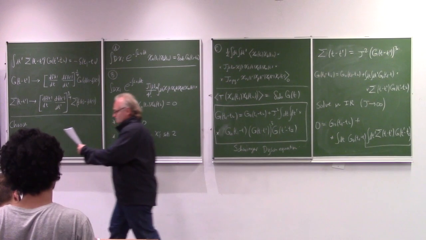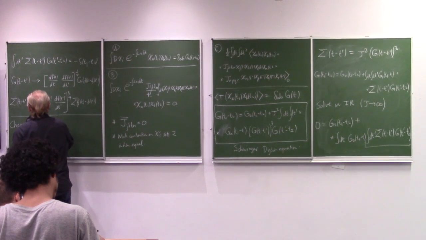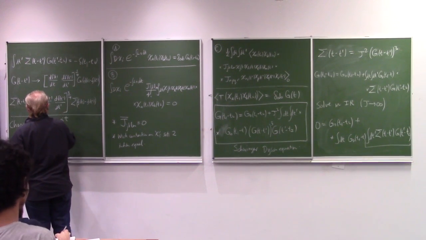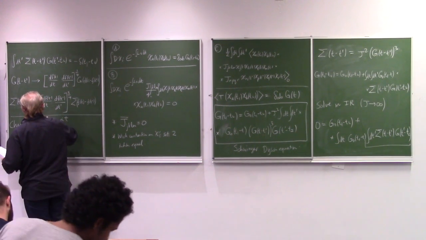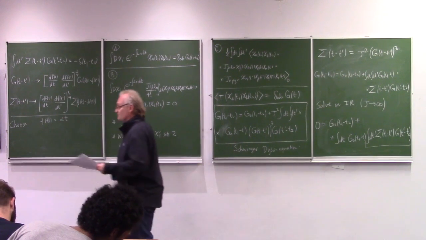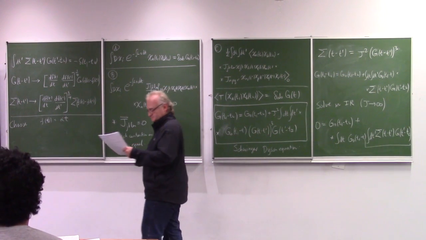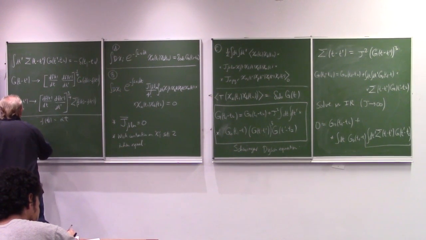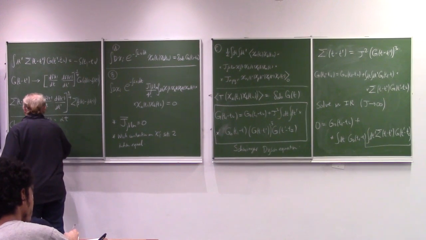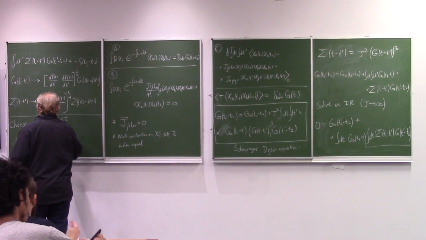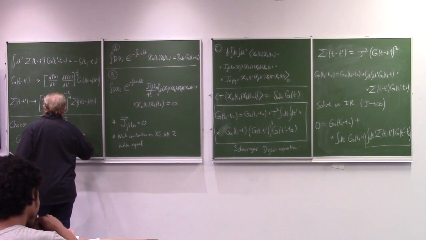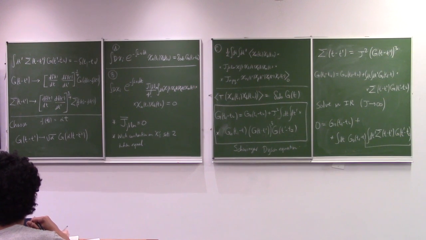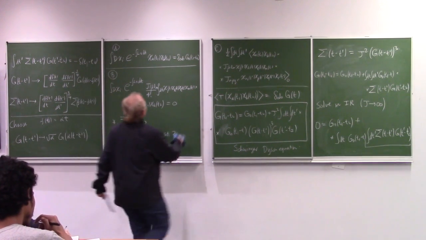Now, let's choose f of t to be alpha t. Okay. If we make that choice, how does G transform? Well, G of t minus t prime goes into square root of alpha G of alpha t minus t prime. And if you really want this Green's function to be invariant, then it's clear what it has to do.